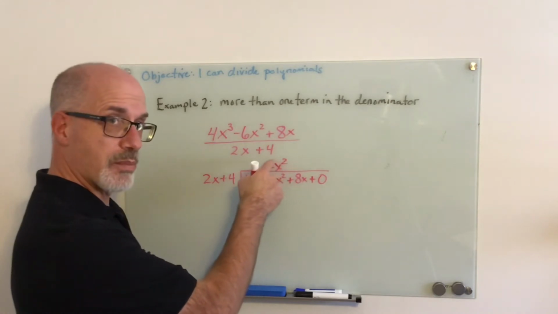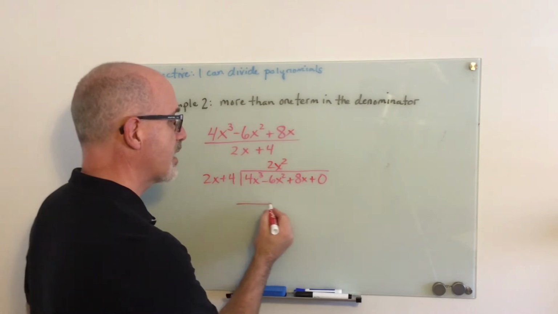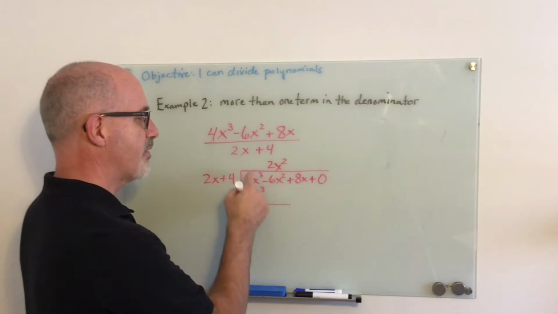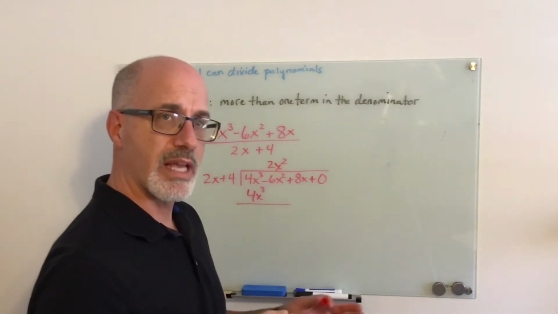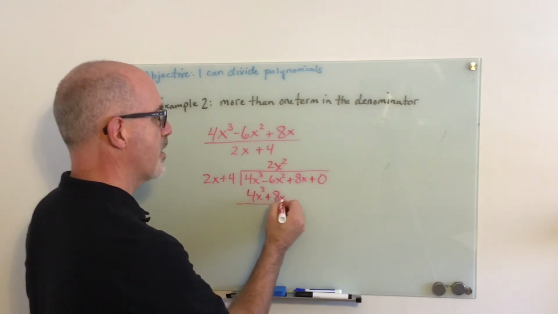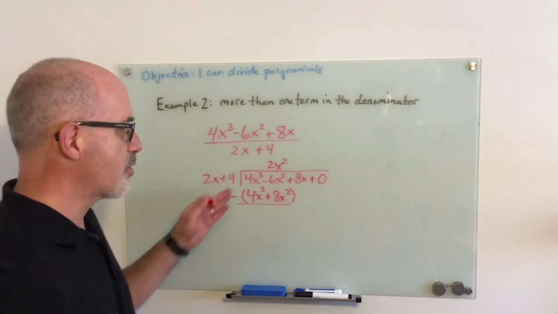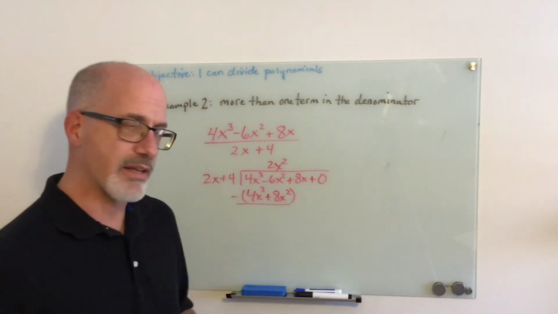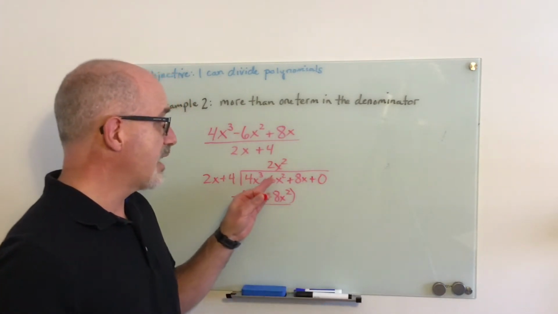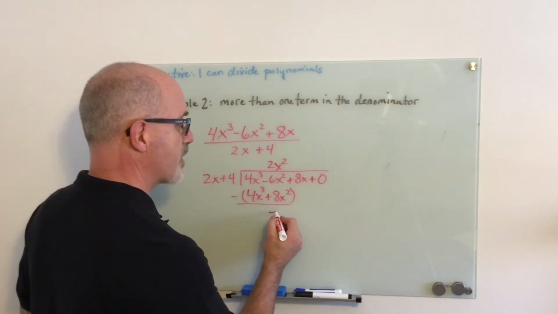Now I take and multiply this monomial times both of these and write it underneath. So we get 2x squared times 2x is 4x cubed. If these don't match, then we did something wrong, and they have to match. So 2x squared times 4 gives me an 8x squared. Now I'm going to subtract going down. So I'm going to put the parentheses just to remind myself to distribute through that negative. So 4x cubed minus 4x cubed is gone. Negative 6x squared minus 8x squared is going to be negative 14x squared.